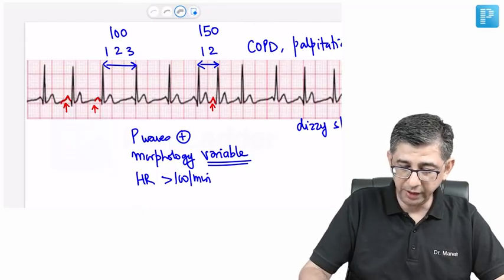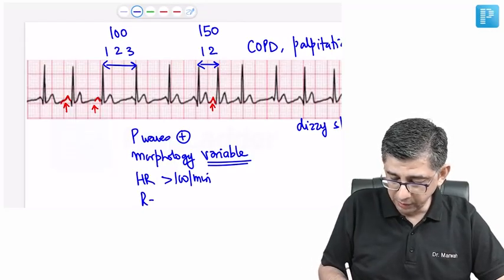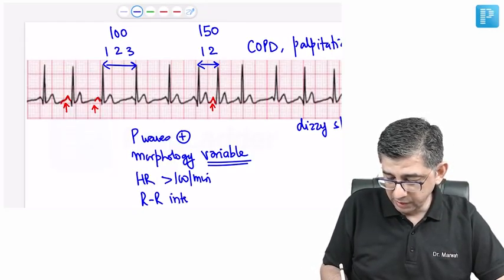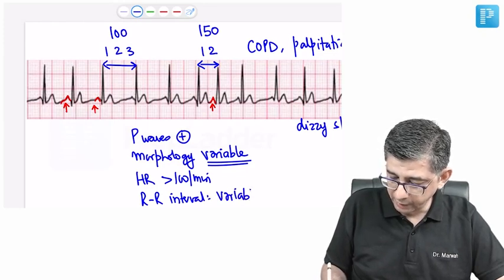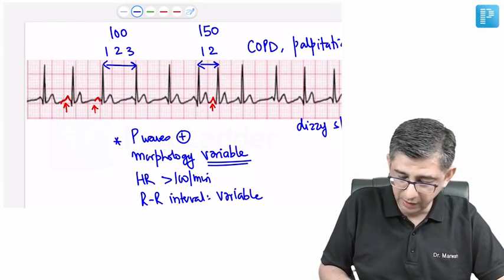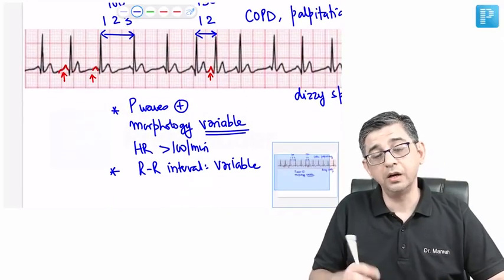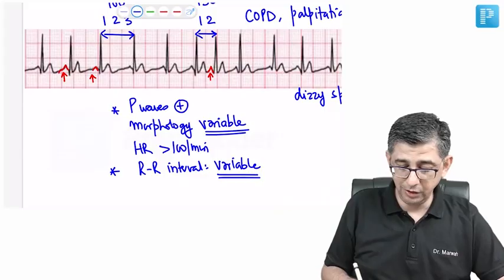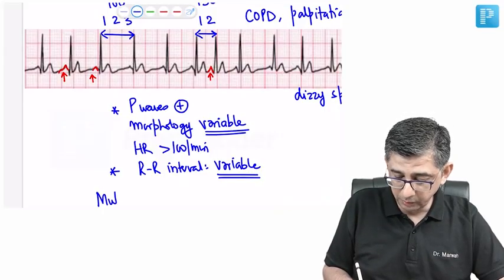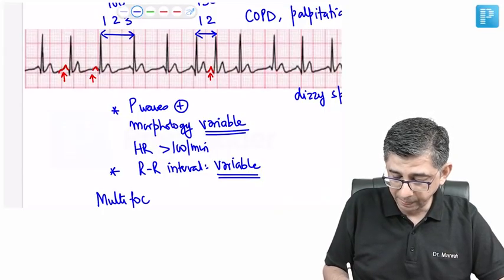There are two things for which I'm writing the word variable. The first thing that I wrote as variable was the morphology of the P wave. That is one of the important diagnostic criteria. Second would be the RR interval, that is also variable. So the word variable is coming up twice, then your answer would change over to multifocal atrial tachycardia.